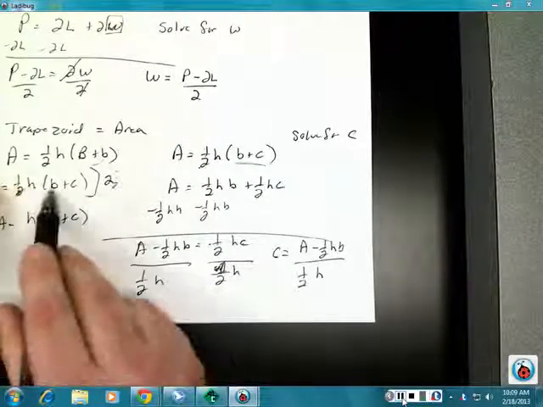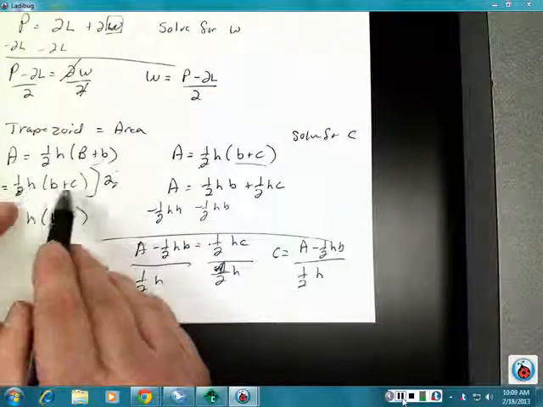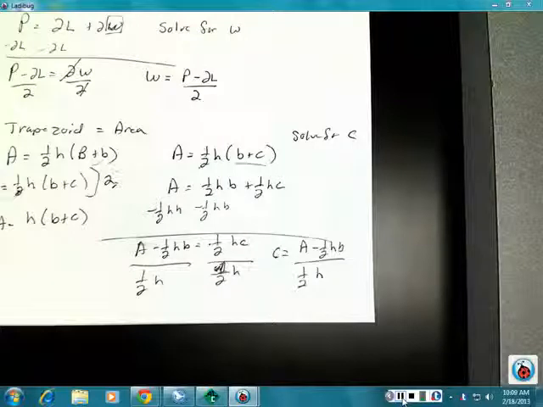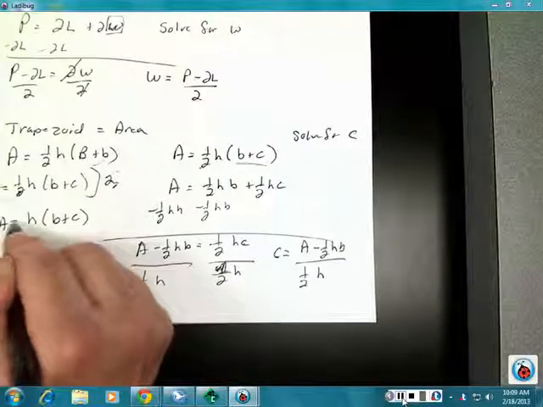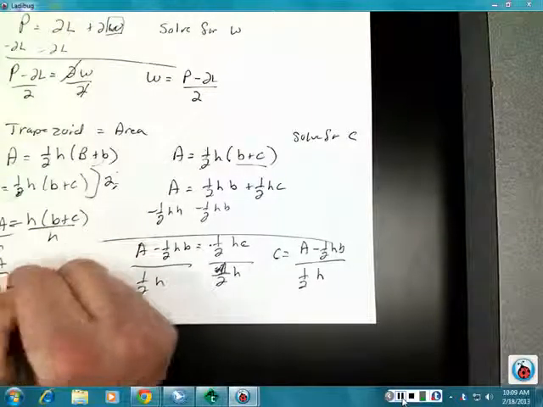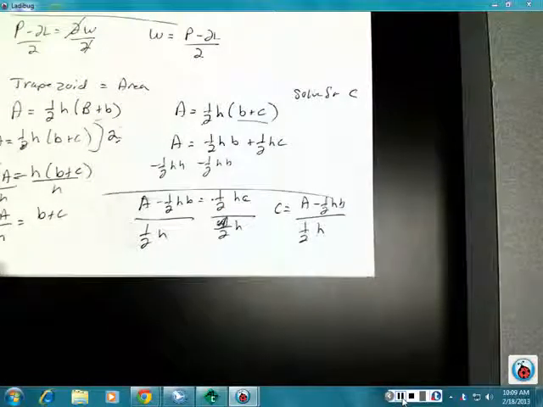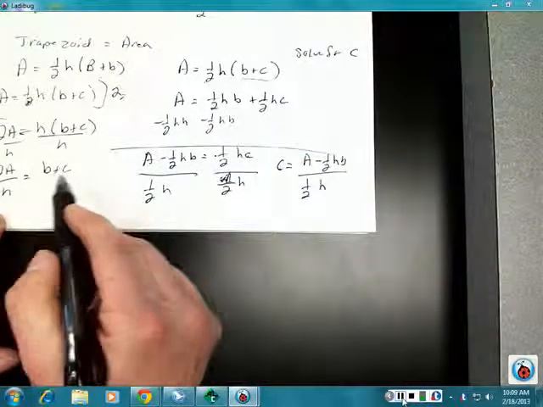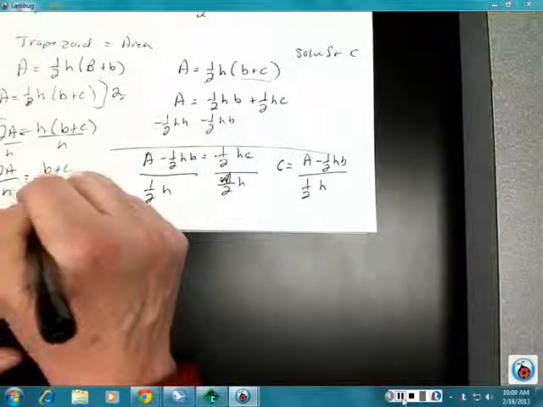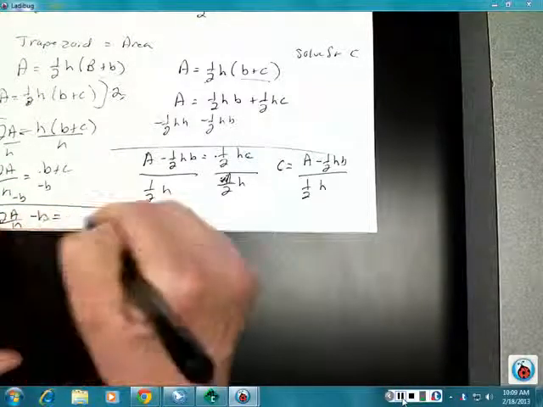Now, I don't have to multiply 2 times B and 2 times C, because when I multiply it by this piece, this is multiplied by this, it takes care of that 2. And so that 2 is really gone. It's wiped out. So now I could divide by H, and that leaves me with 2A over H is equal to B plus C. And then if I want to get C by itself, all I do is minus B. And I'm left with 2A over H minus B is equal to C.